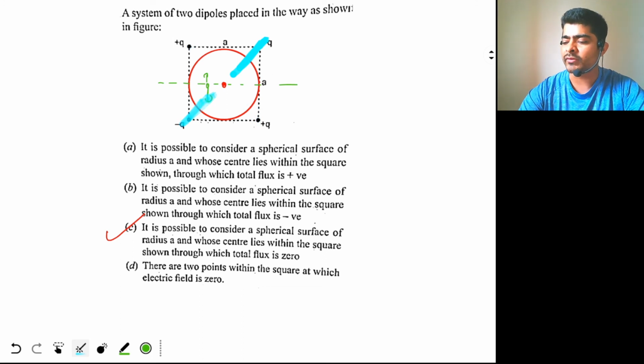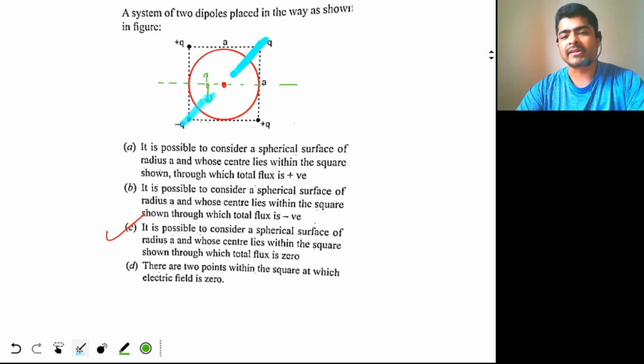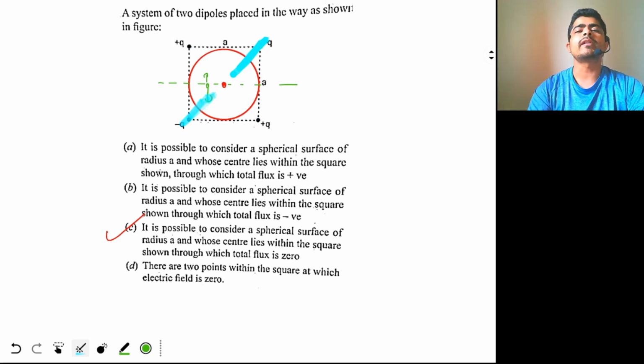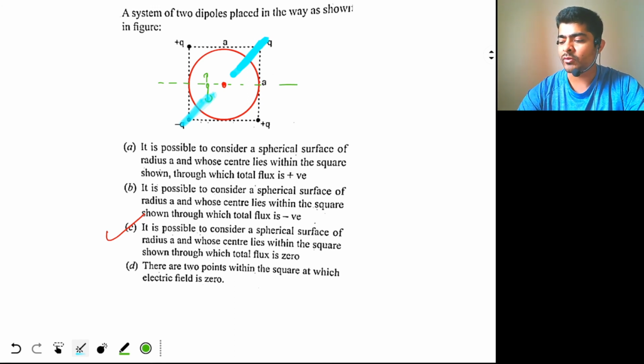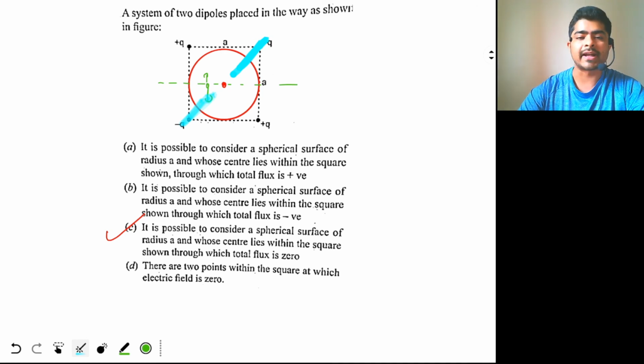So basically, if you think about it, there are many points in the sphere, and nowhere will the field be zero. The field will be zero only at the center. So this option will again be wrong. Okay. So the answer is option C.